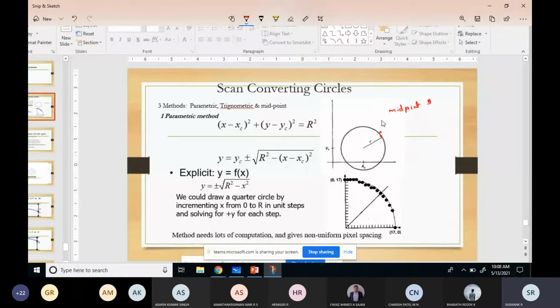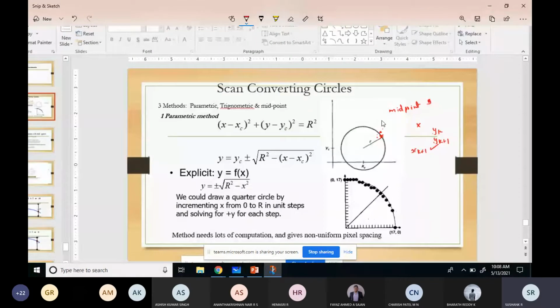So there also two pixels were there. The x coordinate x plus 1 was fixed. We have to decide between yk and yk plus 1. Here also the midpoint you will calculate and there will be two pixels, one outside the circle and one inside the circle. So you have to make a decision whether you will be selecting the one which is closest to this midpoint. So you can see some points are inside the circle and some points are outside the circle.